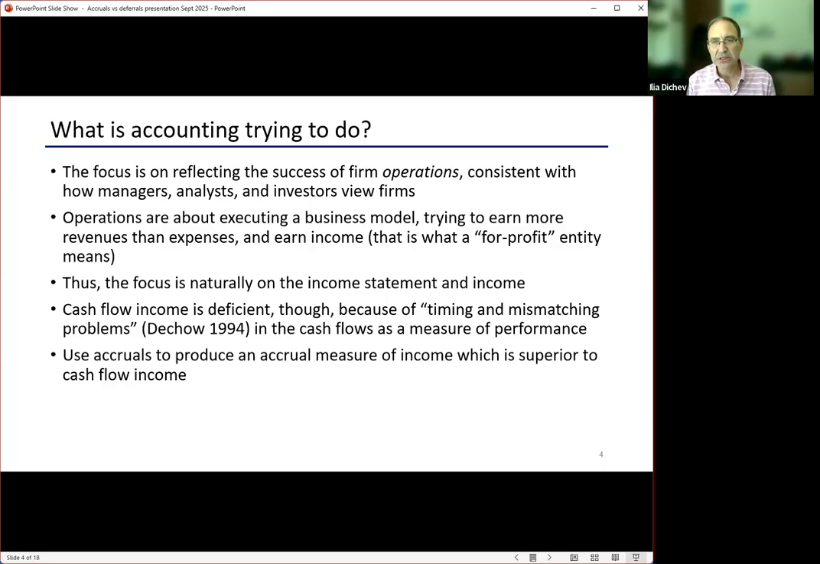And if you expense it immediately, that's a problem as a measure of performance. You have this huge cash outflow. It looks like a loss, but it's not. So broadly speaking, again, the idea is that we're going to use the accruals to modify the recognition of cash flows into income to produce a better measure of performance.